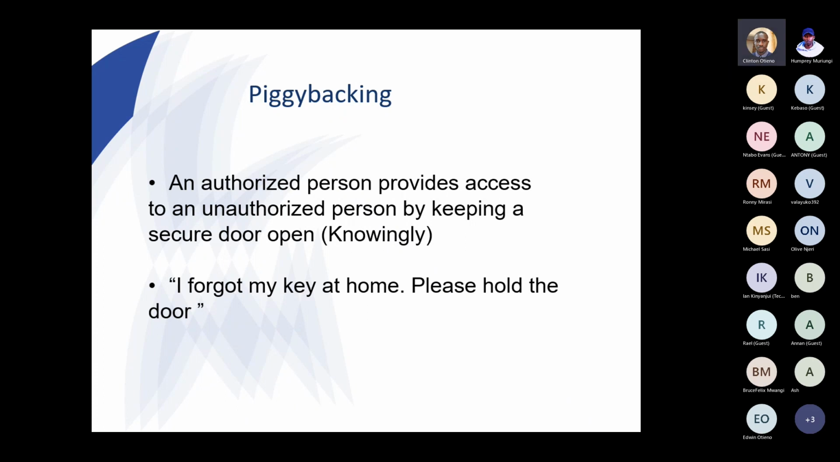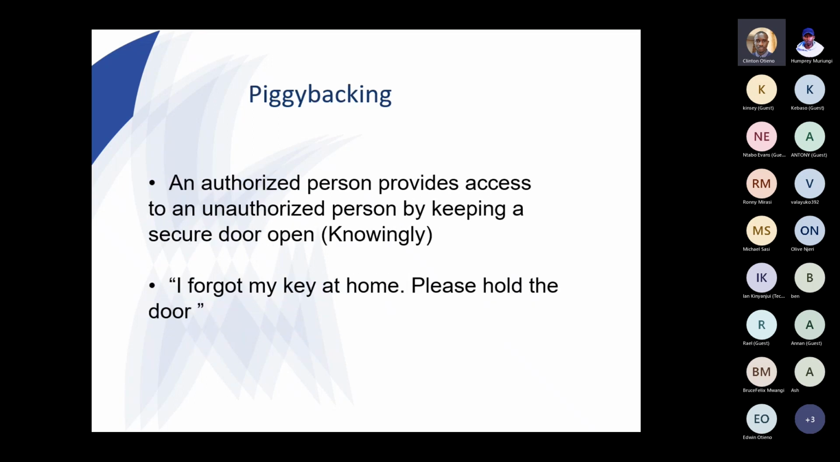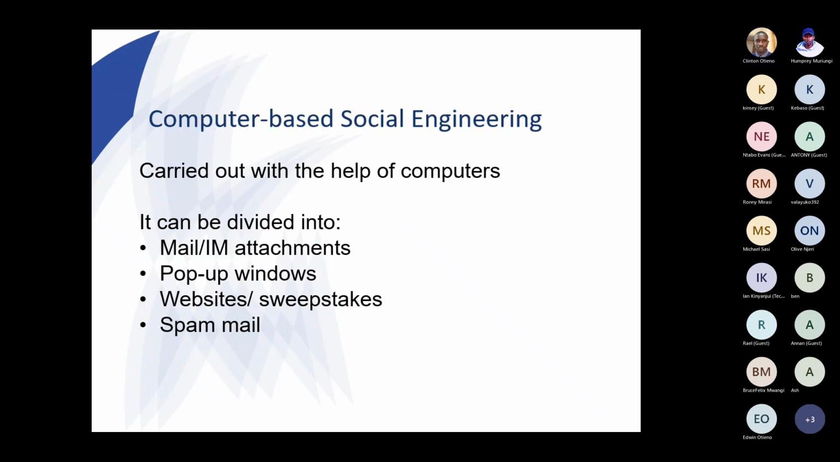So tailgating and piggybacking are two different concepts that mostly confuse people. In tailgating, I give you access unknowingly, where you follow me immediately, and piggybacking is where I give you access knowingly, because maybe I know you're Tony, you're Humphrey. Then there is reverse social engineering. This is where an attacker creates a persona that appears to be in a position of authority, so that employees ask for more information about them.